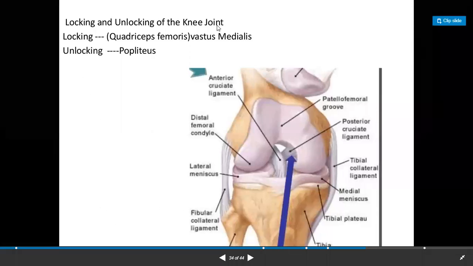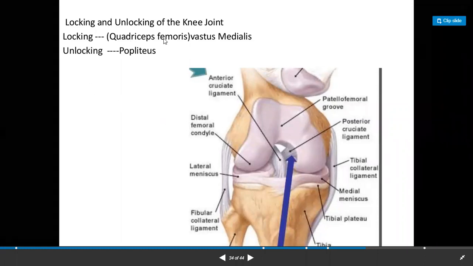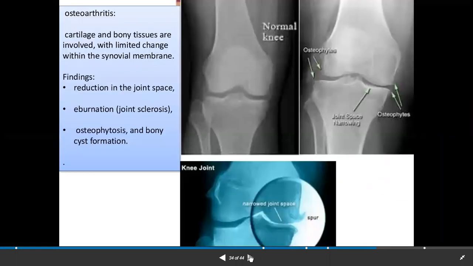Locking and unlocking of the knee joint. The locking of the knee joint is brought about by quadriceps femoris and vastus, especially medialis. For unlocking of the knee joint, we have popliteus.